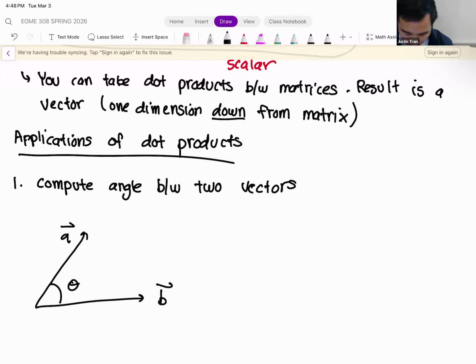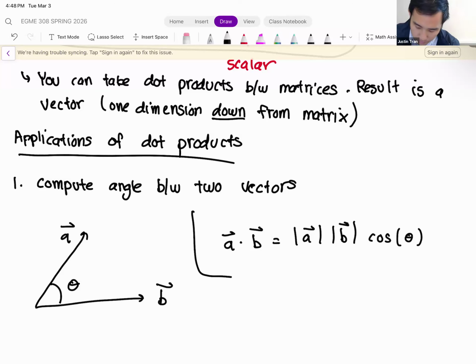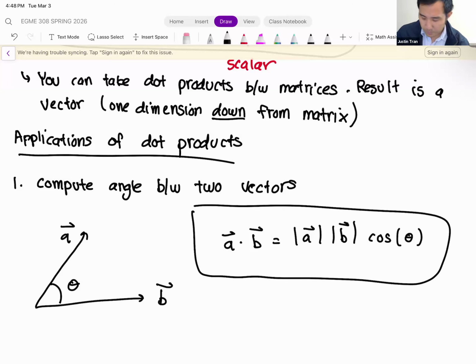The way we can find this is if we take the dot product between these two. There is a proof and a formula that says that the dot product between these two vectors is also equal to the product of their magnitudes. So we take the magnitude of A times the magnitude of B, multiplied by the cosine of the angle in between them.